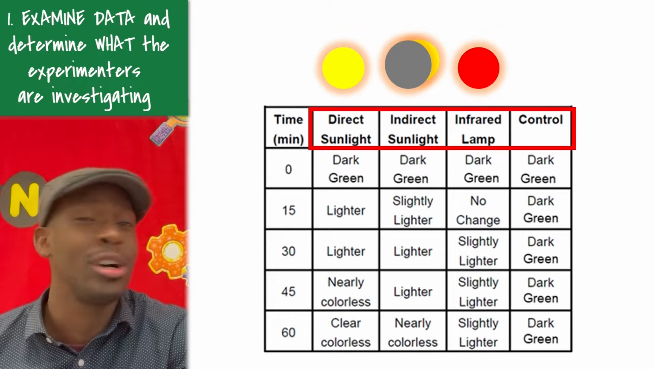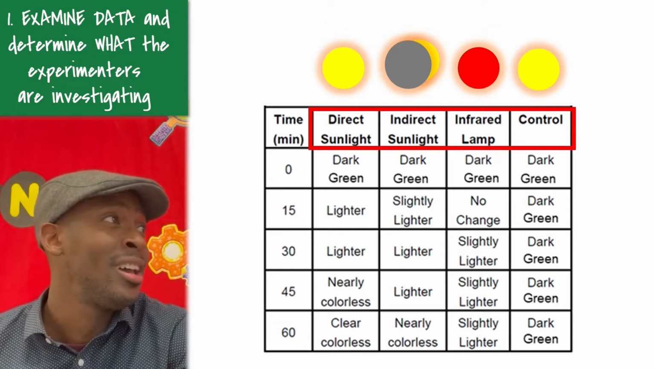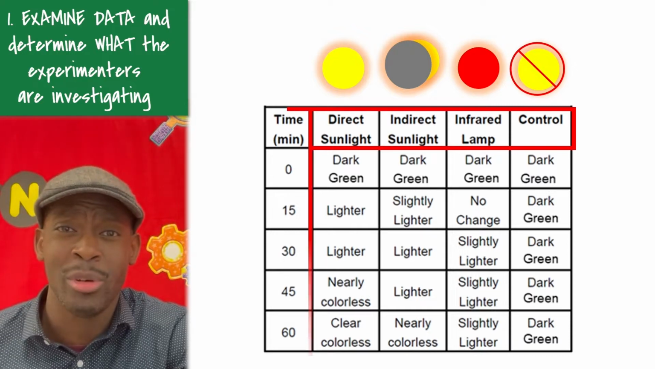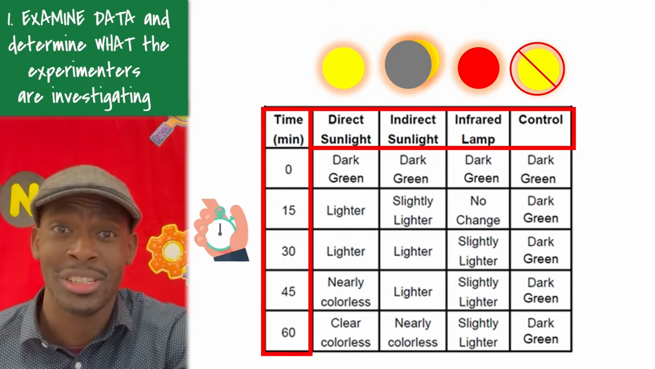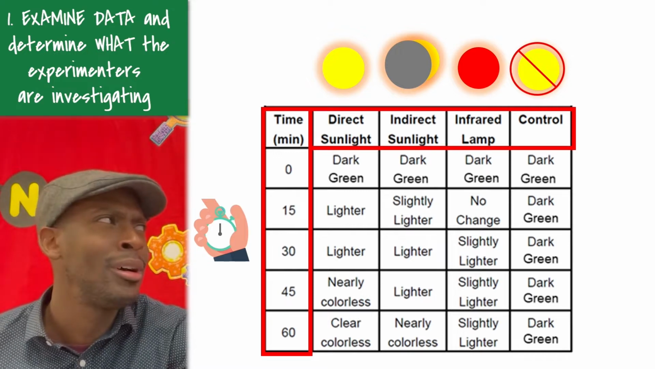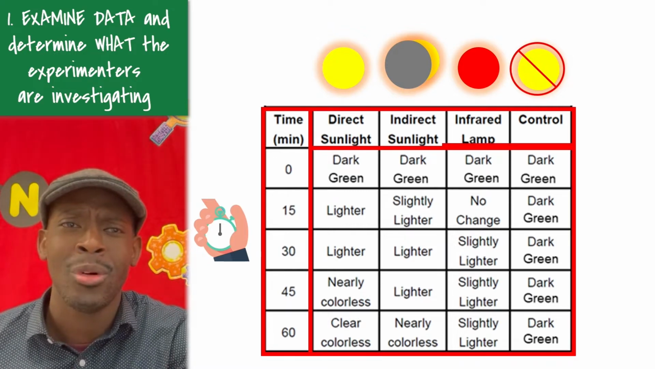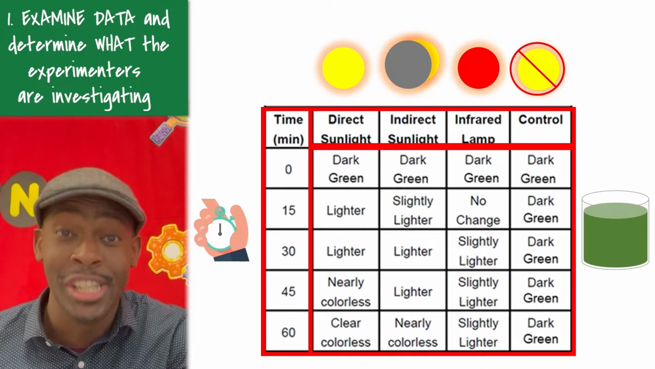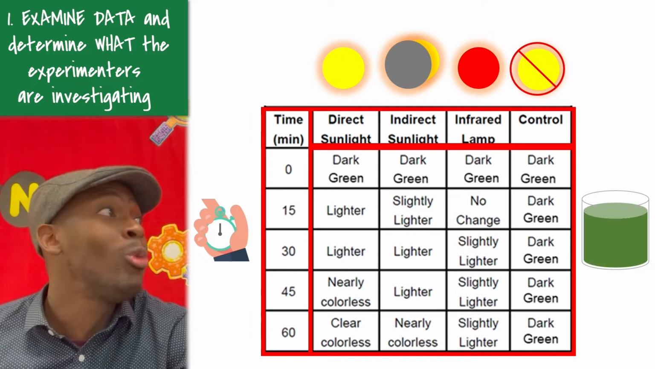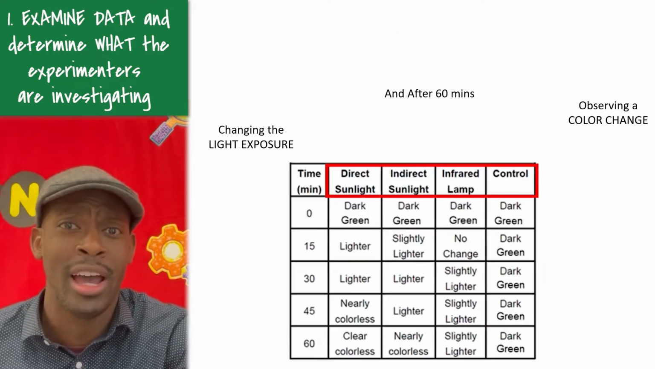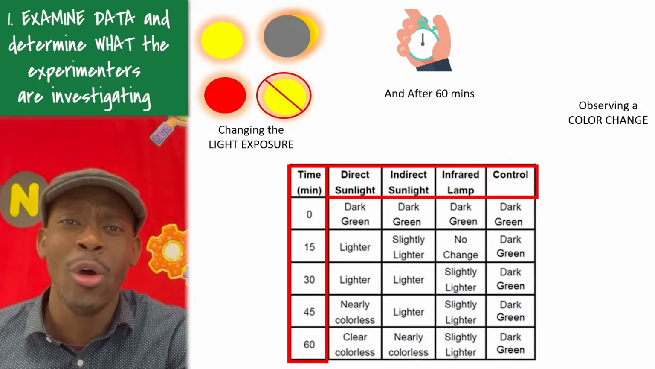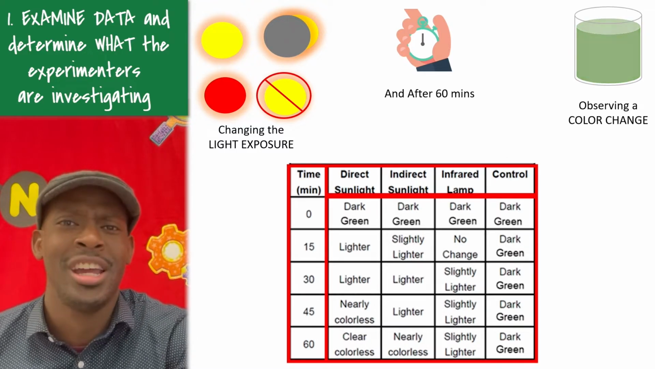They also have a control. So there's something that does not receive light. We also see how long they let this experiment run. They let it run for 60 minutes. Then we see they are taking note of color, or how the color is changing. I don't know what it is that's actually changing color, but we can see they're changing the type of light. They let it run for an hour, and they're taking note of how the color of something is changing.